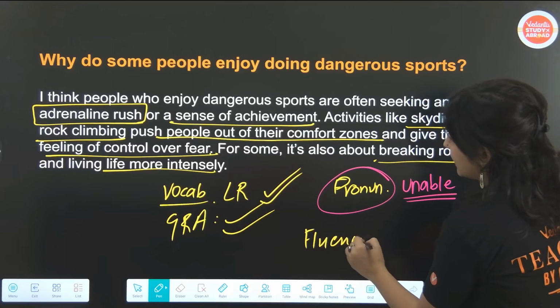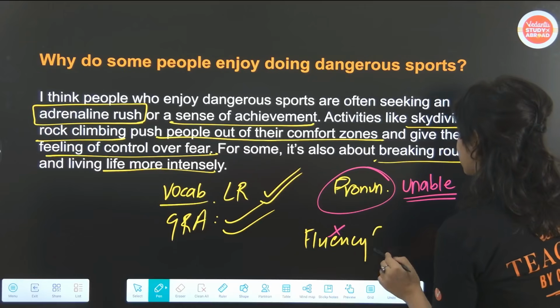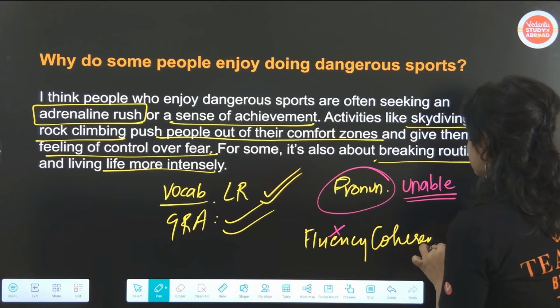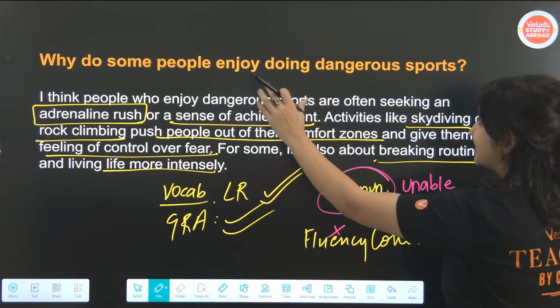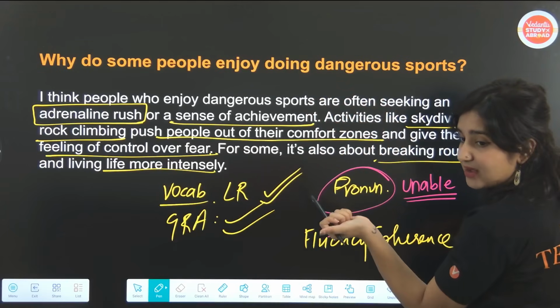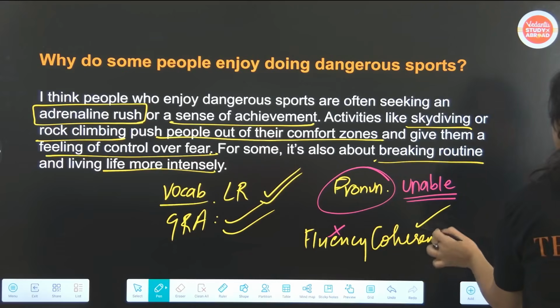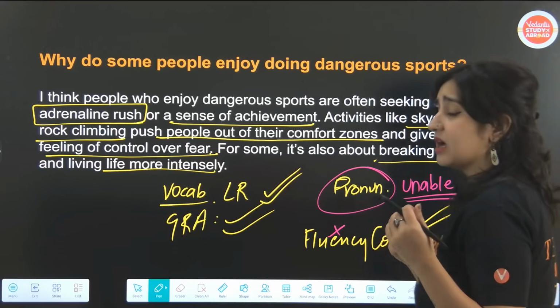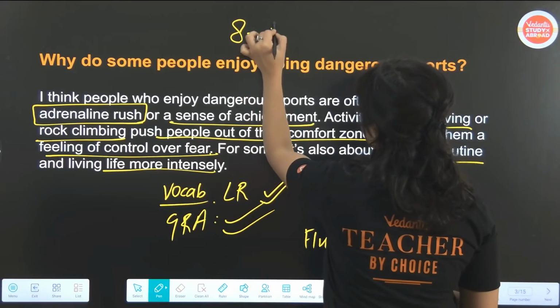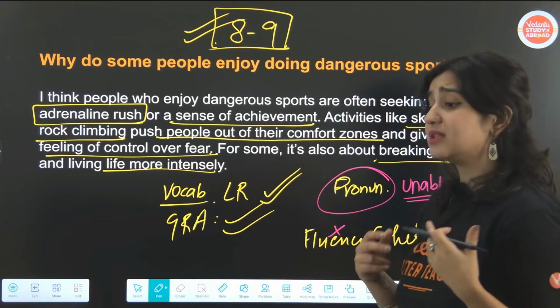Again, fluency is also something we are unable to assess, but coherence we can. And here, this is a very coherent answer. It starts out with explaining the bigger picture. It narrows down to examples and then it gives us another perspective. So great job here. So for me, this answer definitely is in the range of a band 8 to 9. It's a good solid response.